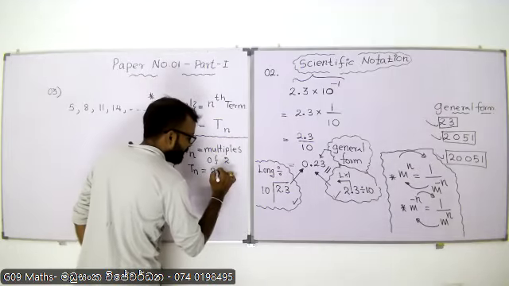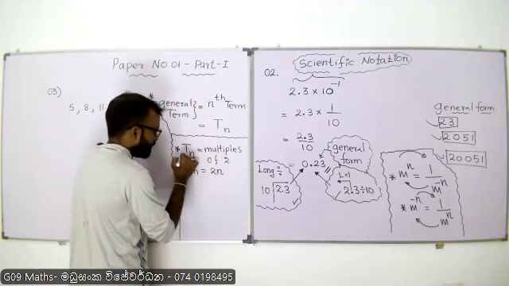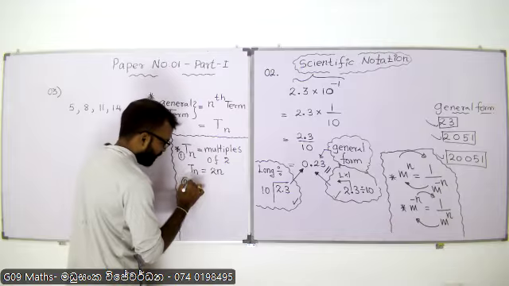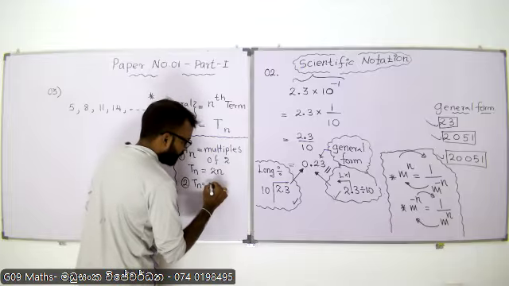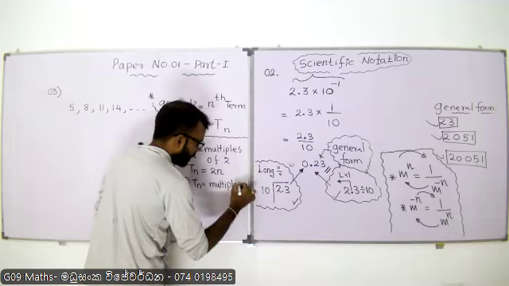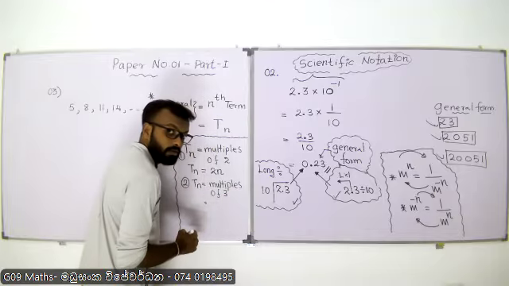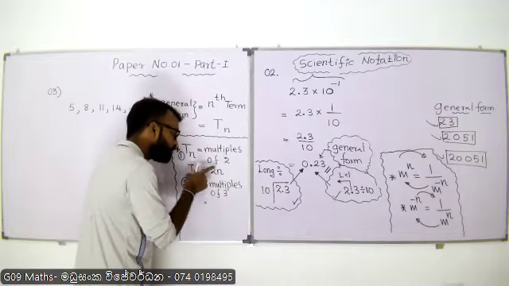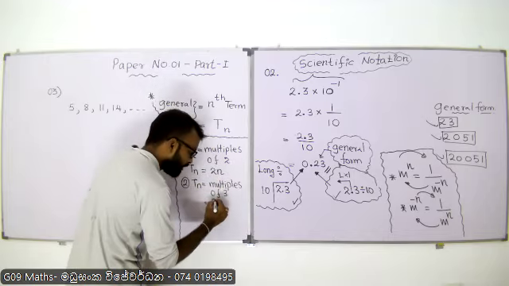What is the general term of multiples of 2? 2n. These are additional things. So the general term of multiples of 3. Multiples of 2, 2 times n. Multiples of 3, 3 times n.